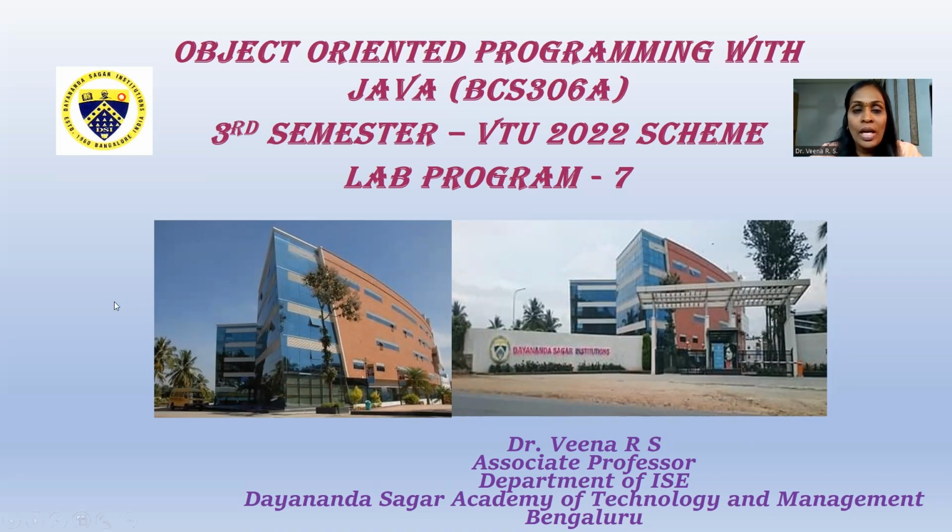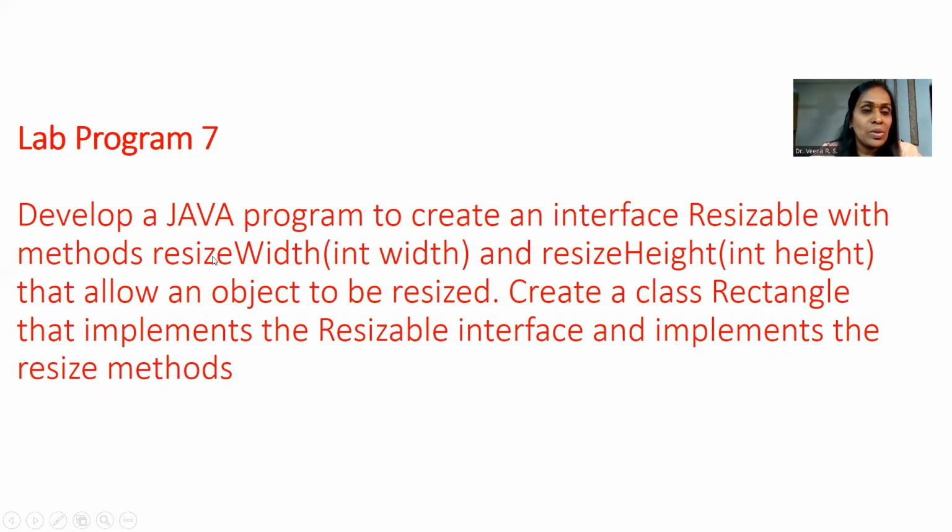So let us see what Lab Program 7 talks about. The problem statement of Lab Program 7 is: develop a Java program to create an interface Resizable with methods resizeWidth and resizeHeight that allows an object to be resized. Create a class Rectangle that implements the Resizable interface and implements the resize methods.